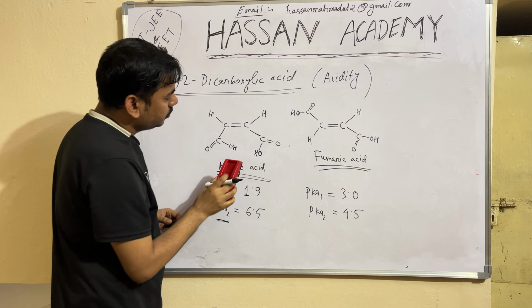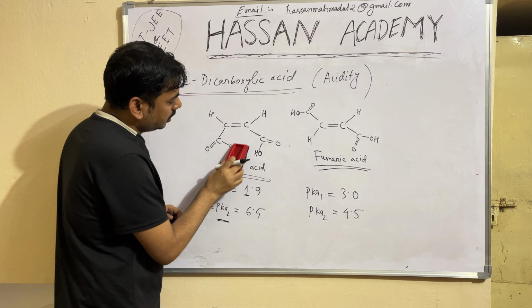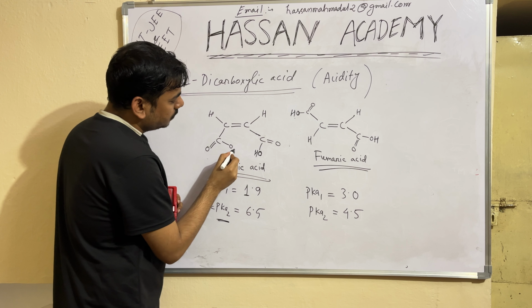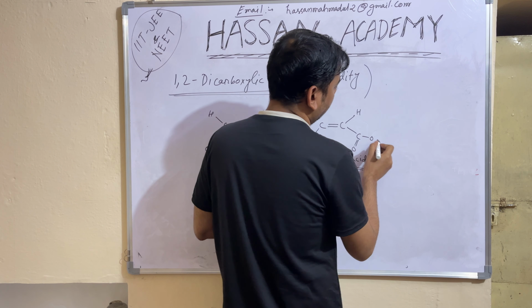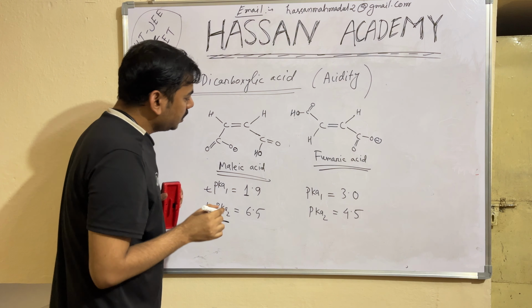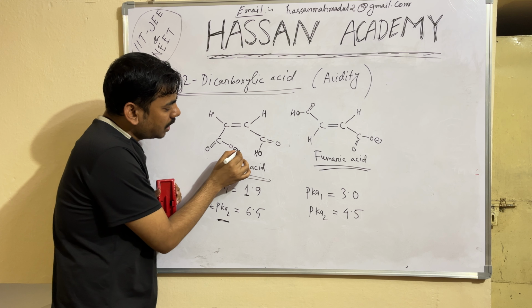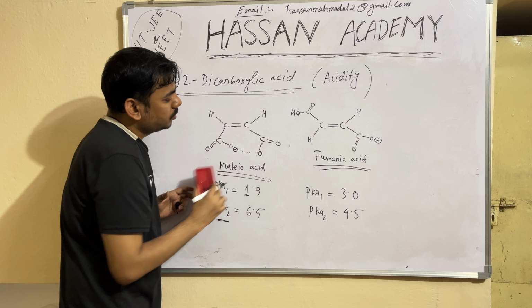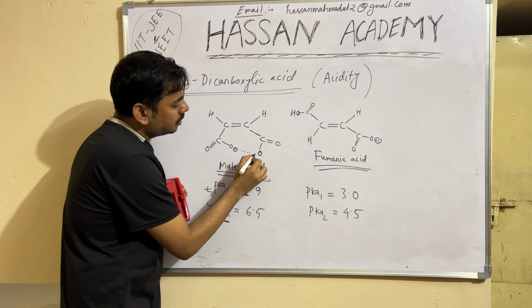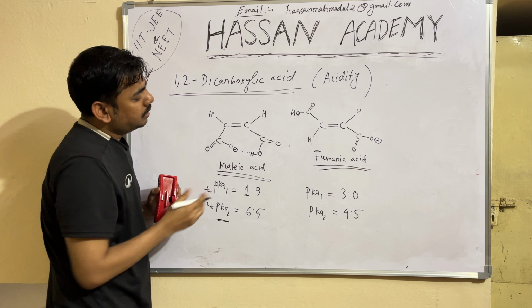Now let's do the same thing here. Let's remove one proton from here. I get a negative charge. I will remove one proton from here, I will get a negative charge. Okay, but once I remove one proton from the cis form, I will get hydrogen bonding with this hydrogen. Yes, hydrogen bonding is possible. Let's write it like this. I will get the hydrogen bonding.